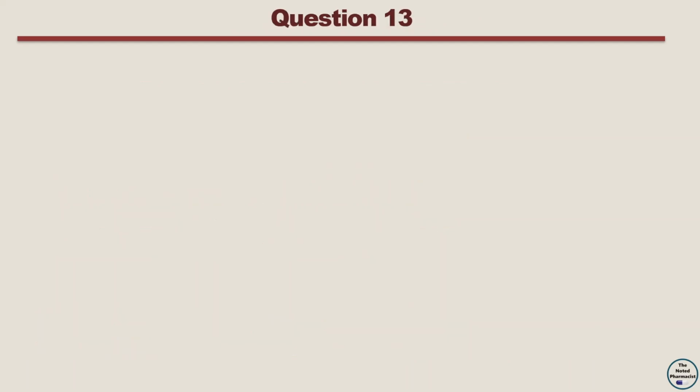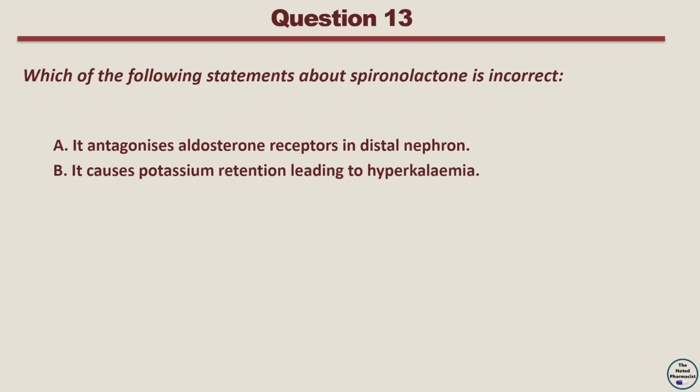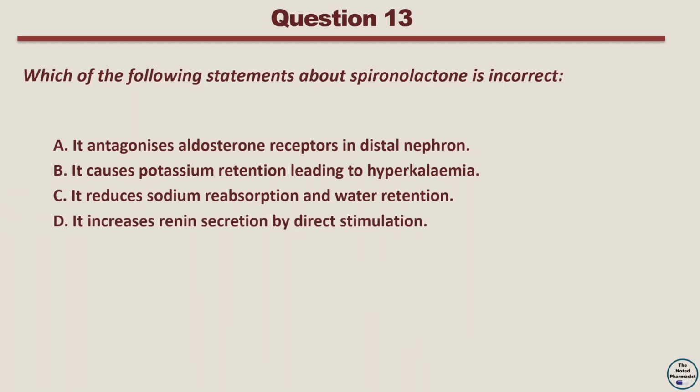Question 13. Which of the following statements about spironolactone is incorrect? Option A, it antagonizes aldosterone receptors in the distal nephron. Option B, it causes potassium retention leading to hyperkalemia. Option C, it reduces sodium reabsorption and water retention. Option D, it increases renin secretion by direct stimulation. Option E, it may cause gynecomastia due to hormonal effects.